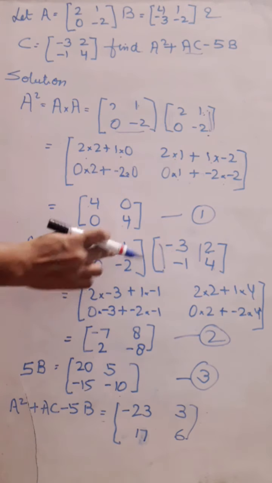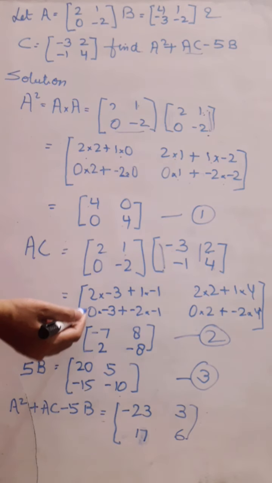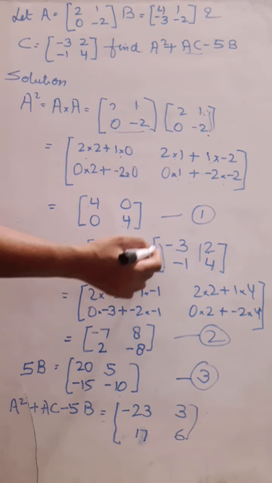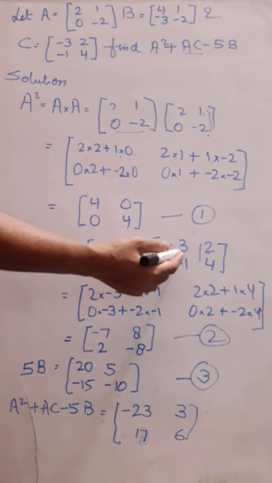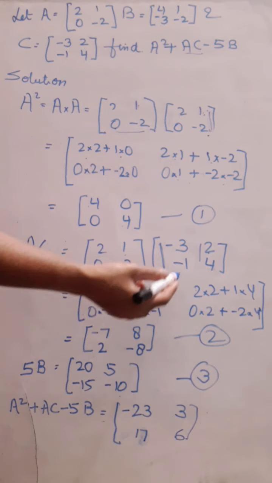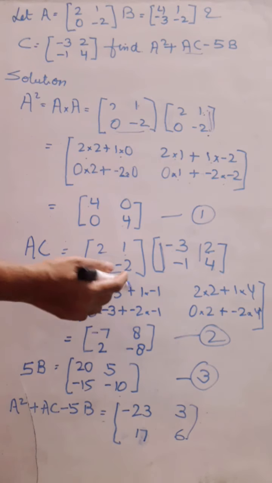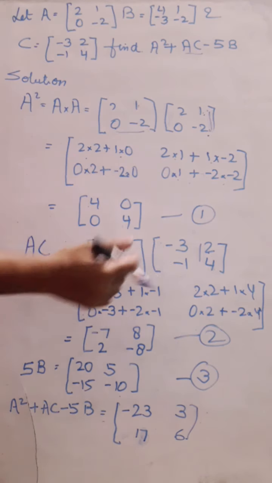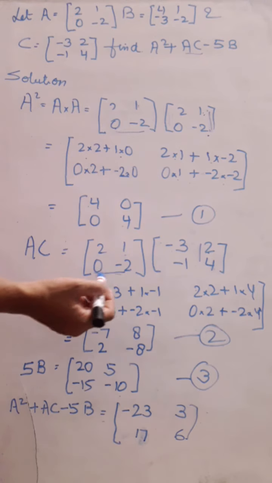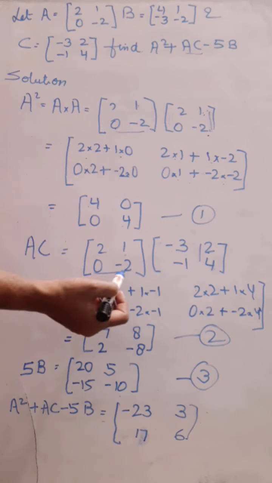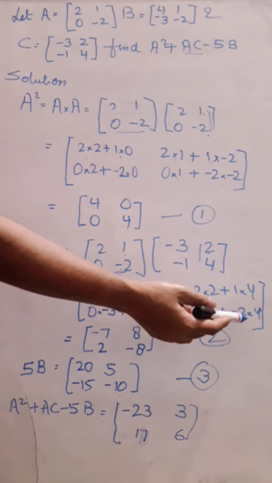Now for this element you need to multiply the second row with the first column. So 0 is multiplied with minus 3 and minus 2 is multiplied with minus 1. And now you need to multiply the second row with the second column. So 0 is multiplied with 2 and minus 2 is multiplied with 4.